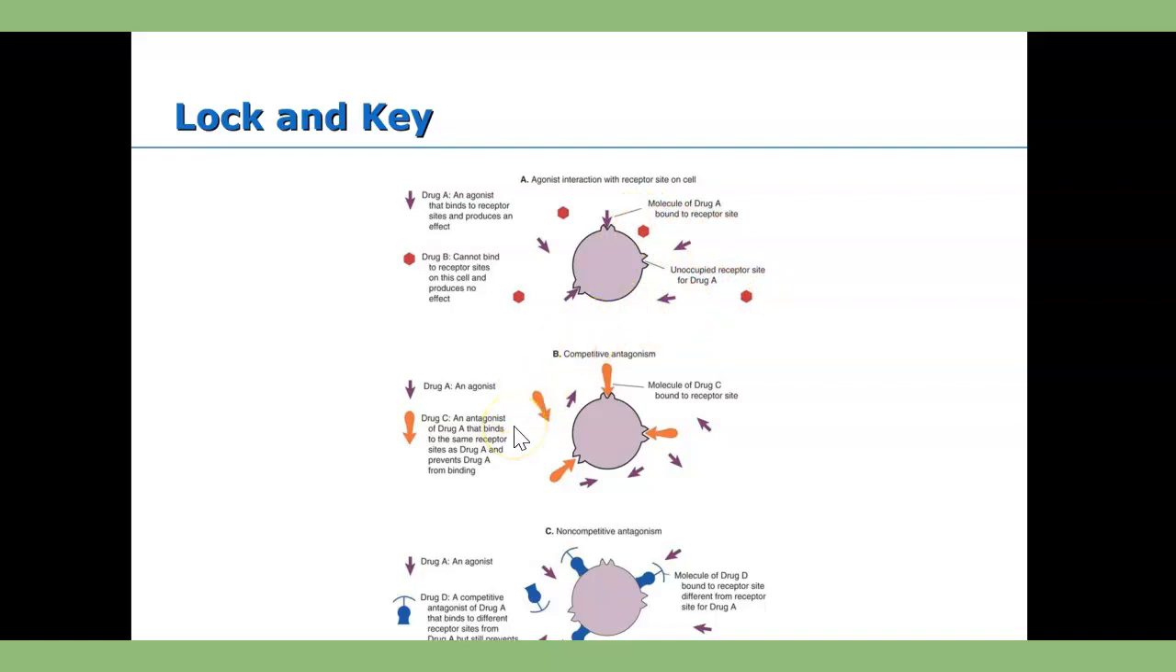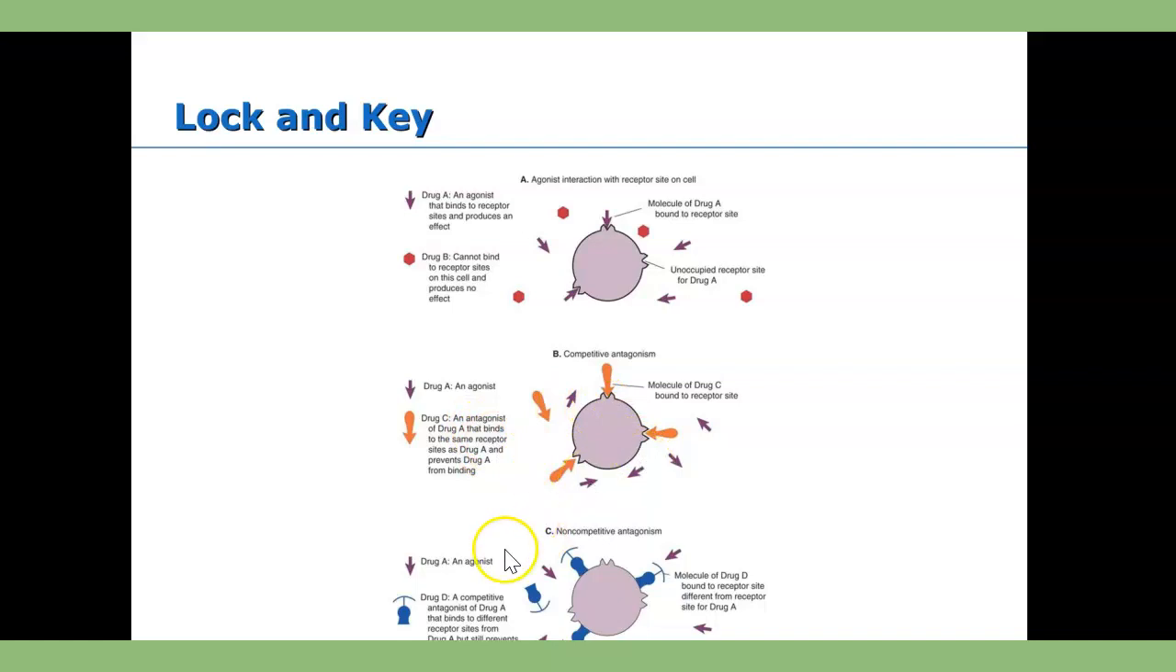Now you have a competitive antagonism. This is where you have drug A, your agonist, circling around trying to get to the receptor sites. But drug C is an antagonist to the specific drug A, so it is basically competing, and it grabs the receptor site, so drug A can't. So it alters the way that drug A would work, or perhaps with drug C, you can have toxicity.